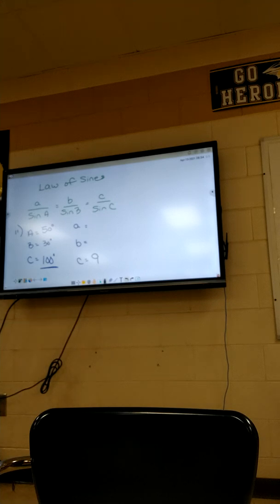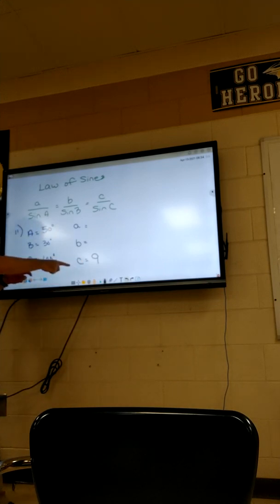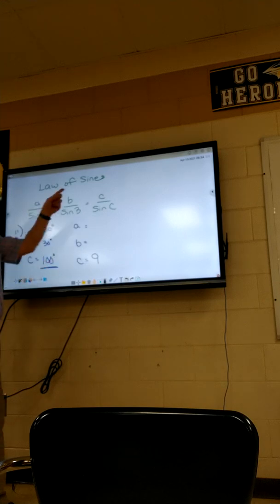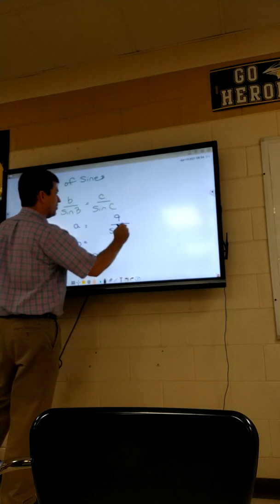JP, you remember that? All right, so here's our new formula. It's up at the top. JP, do you remember which letter we have to start with on these? Yeah, you got to start with C, because that's the only one that you got both answers. So your little c goes on top, so your 9 goes on top over sine of 100.